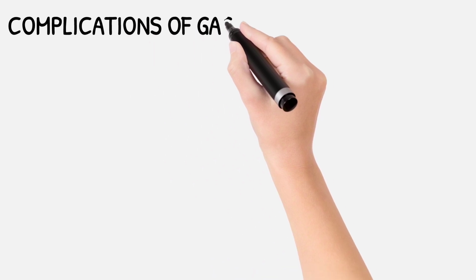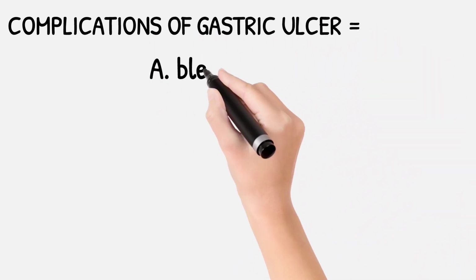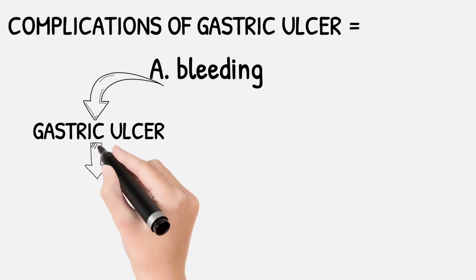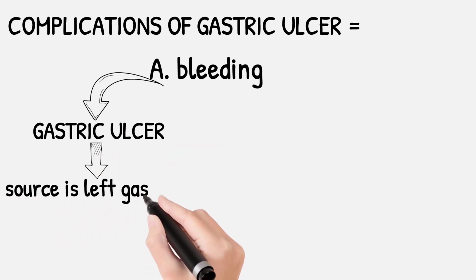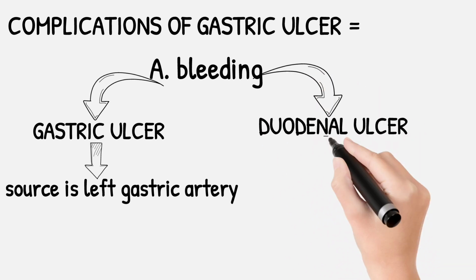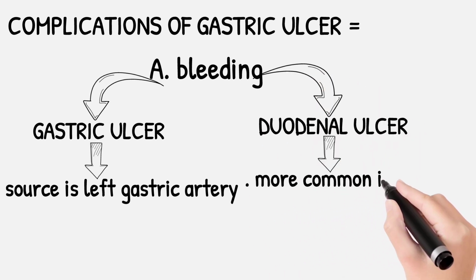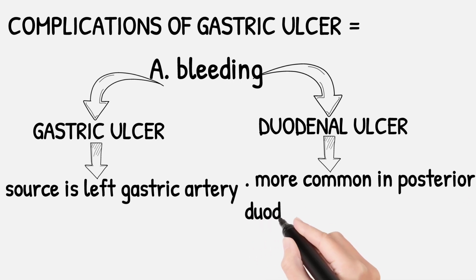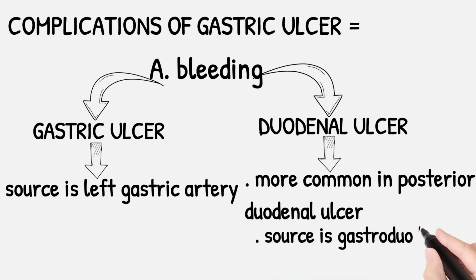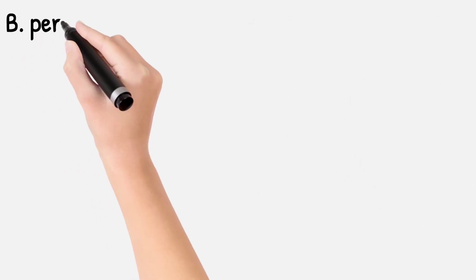Complications of gastric ulcers are bleeding. In case of gastric ulcer, source of bleeding is the left gastric artery. In case of duodenal ulcer, bleeding is more common in posterior duodenal ulcer as compared to anterior duodenal ulcer, and the source is the gastroduodenal artery. Other complications are perforation.